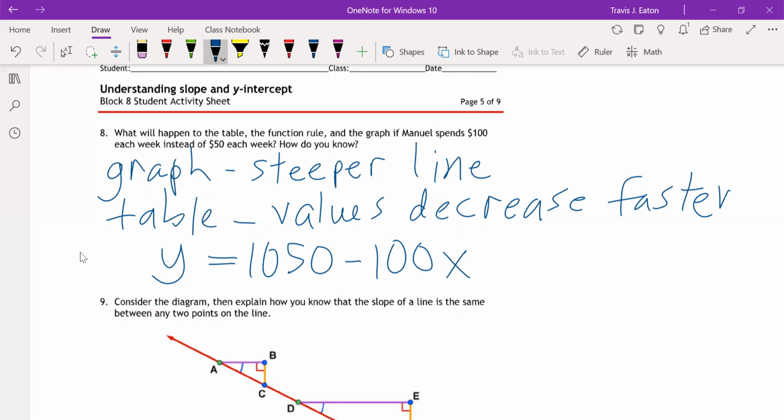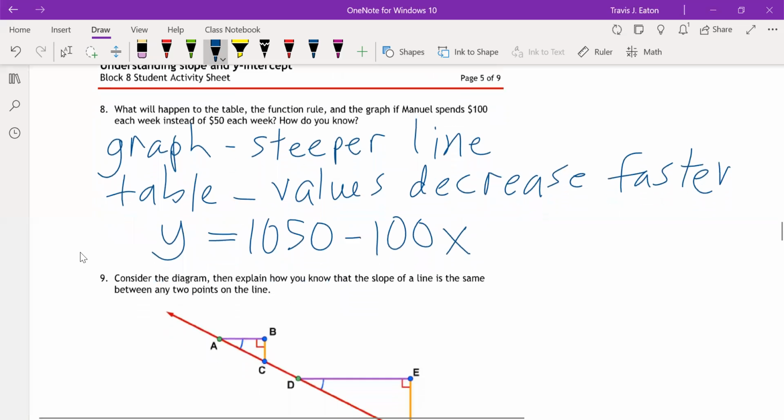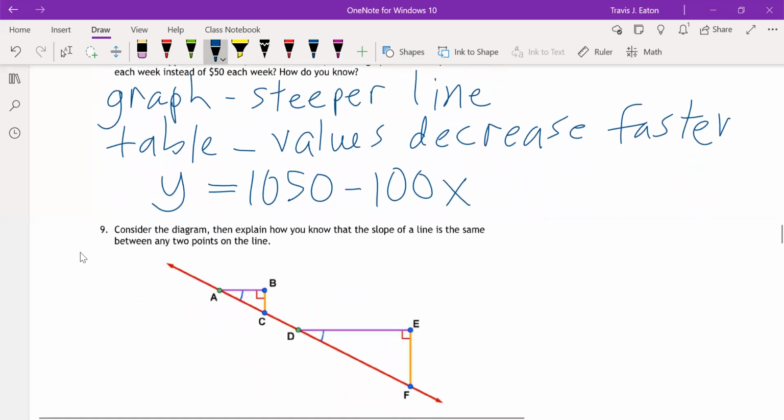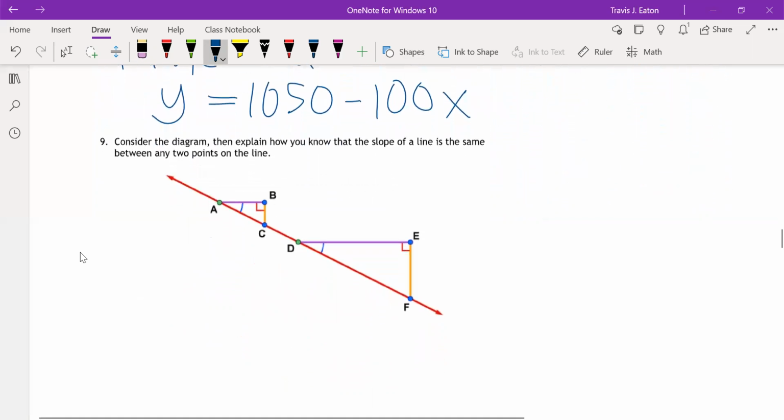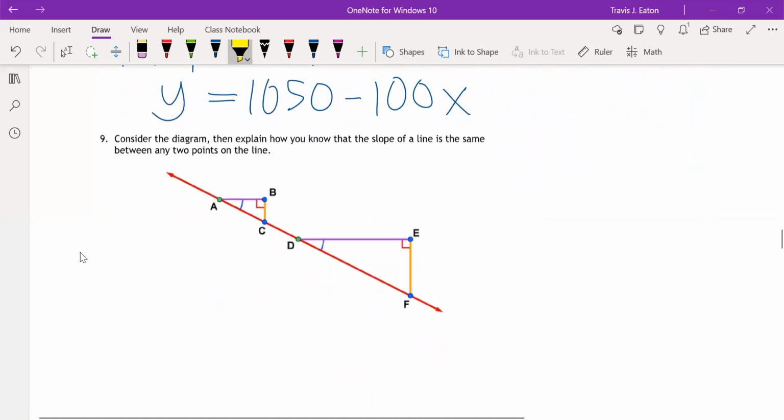Now let's take a look at question number 9. Consider this diagram. Then explain how you know that the slope of the line is the same between any 2 points on the line. So what they're asking us is, how do we know that the slope of the line from here to here is the same as the slope from here to here? Well, that seems pretty straightforward, right?